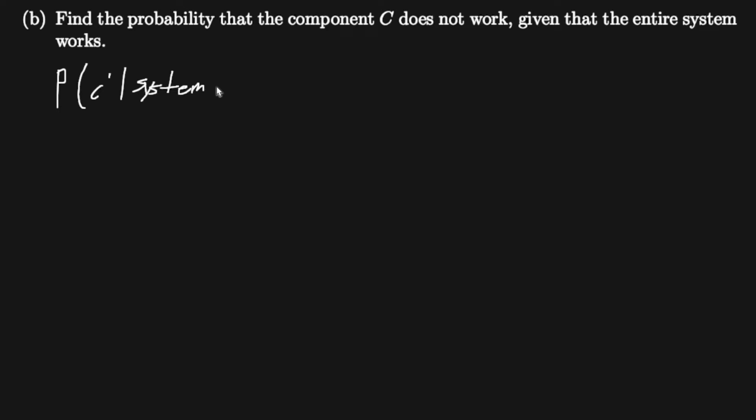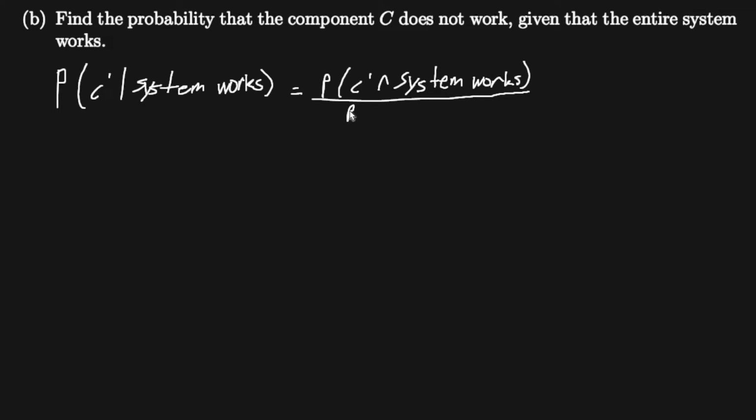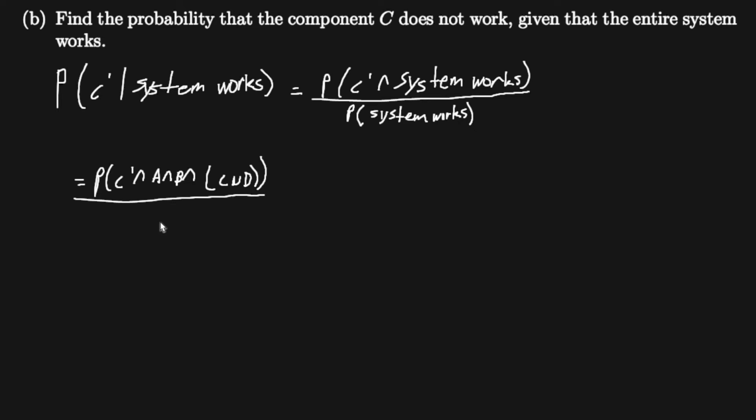Now we can move on to part B, which is find the probability that the component C does not work given that the entire system works. So we can write this as the probability of C complement, which is not C, given that the system works, which is equal to the probability of C complement and system works over the probability of system works. Which is we can say that this is equal to the probability of C complement and A and B and C or D, all over 0.778, because the probability of system works is 0.778 from part A.